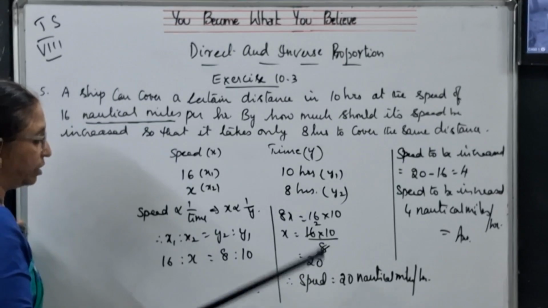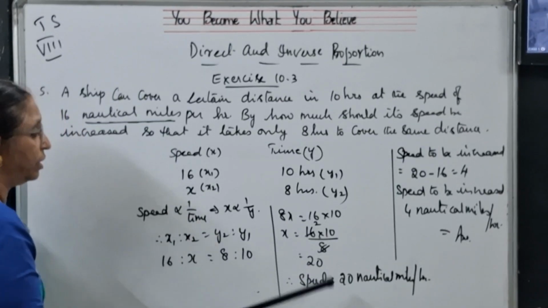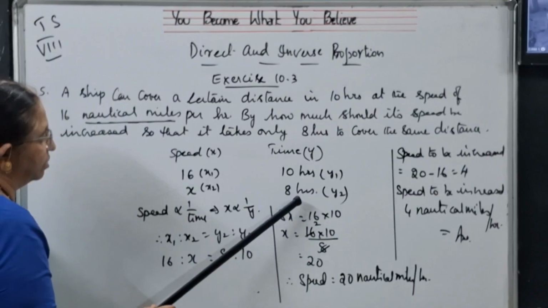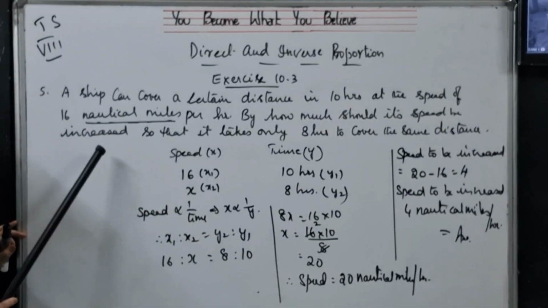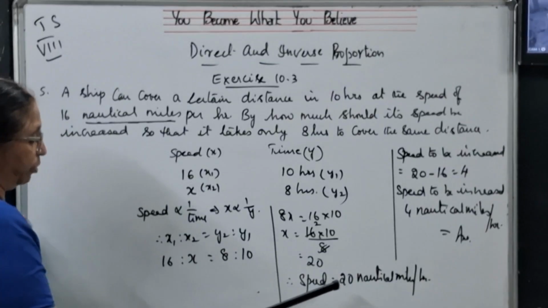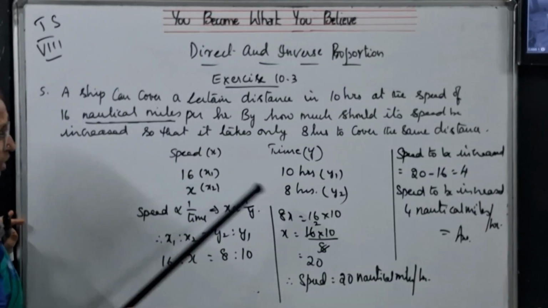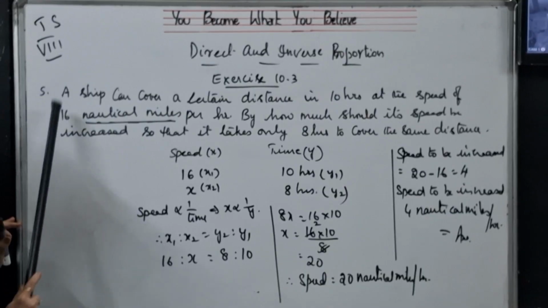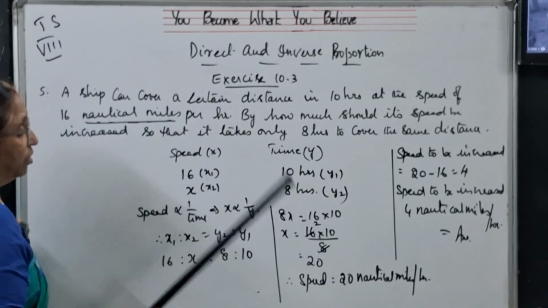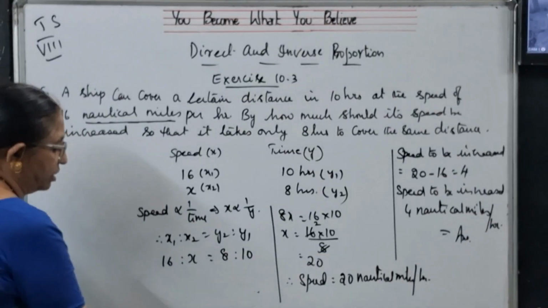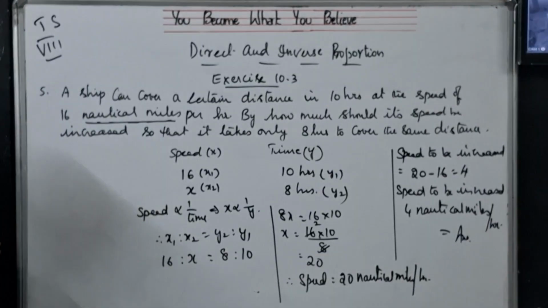This is the speed, 20 nautical miles, that makes the ship cover that distance in 8 hours. So the question is how much it has to be increased. From 20, if you subtract 16, we are getting 4 nautical miles. To the earlier speed, if they increase 4 nautical miles per hour more, then they can cover the distance in 8 hours. Please note it down, children.